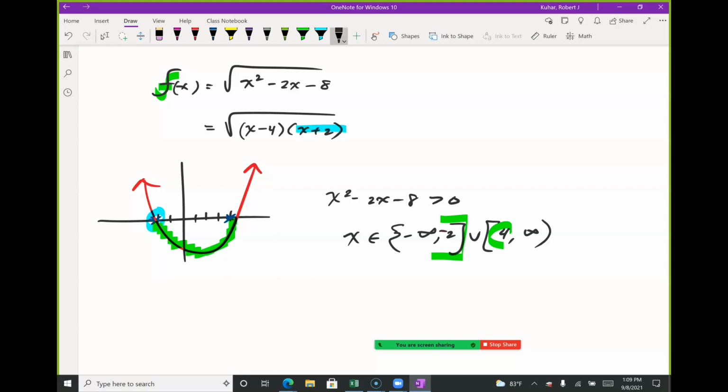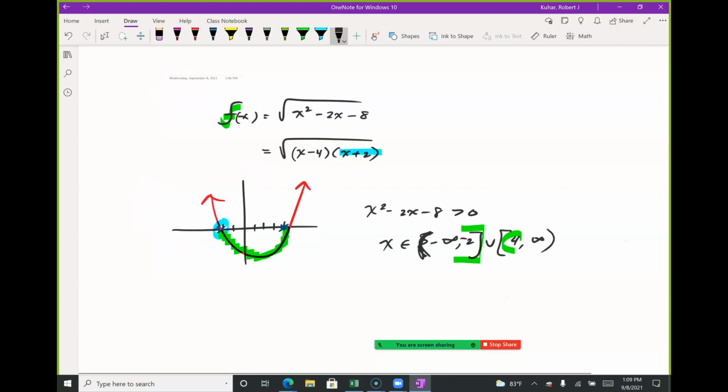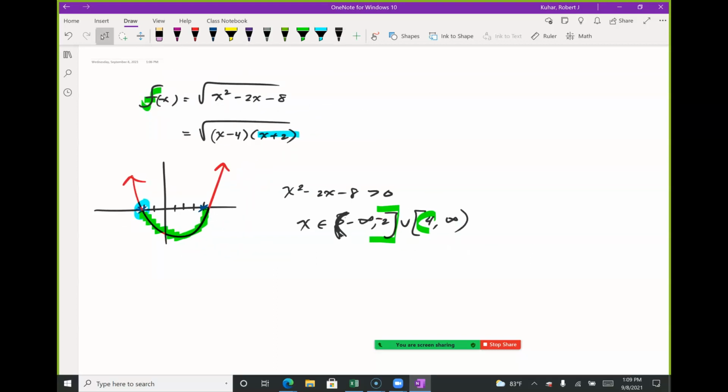Yeah. So right. So open. Sorry, that's not a curly bracket. That's an open. Open when I can't get there. Square when I can get there. Is that bothering anybody? Anybody a little iffy on the interval stuff?